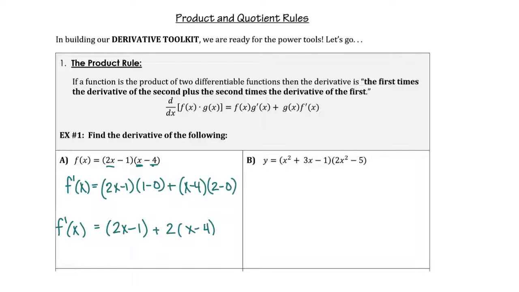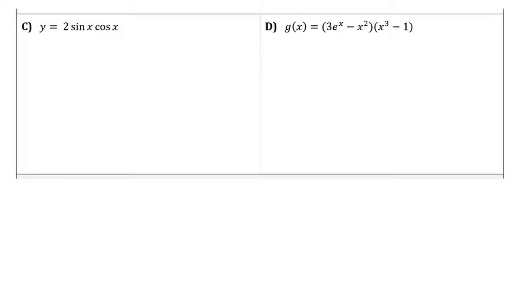Okay, for our next one, we have y prime equals, we have the first times the derivative of the second, so we're going to have 4x minus 0 plus the second times the derivative of the first, so 2x plus 3, and again the derivative of minus 1 is 0, and you're welcome again to leave it just like this.